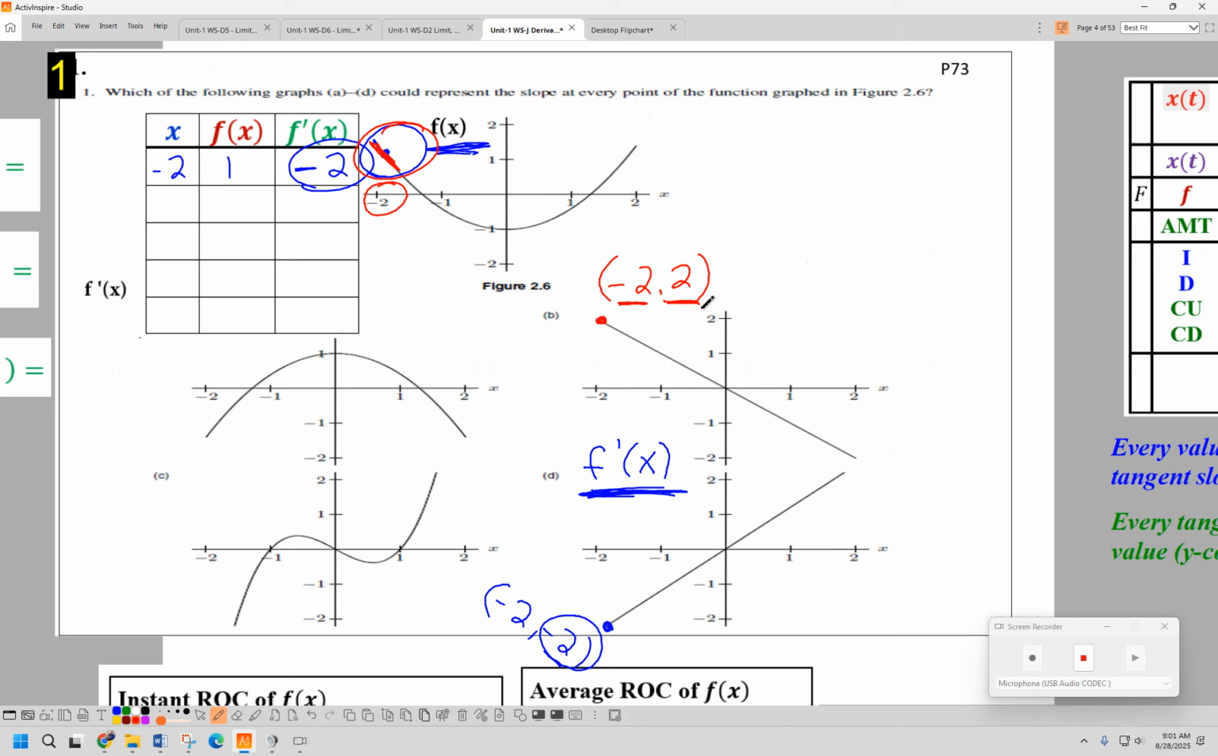If you were to flip that graph upside down, then it would be the opposite, right? So that would be correct, yeah.